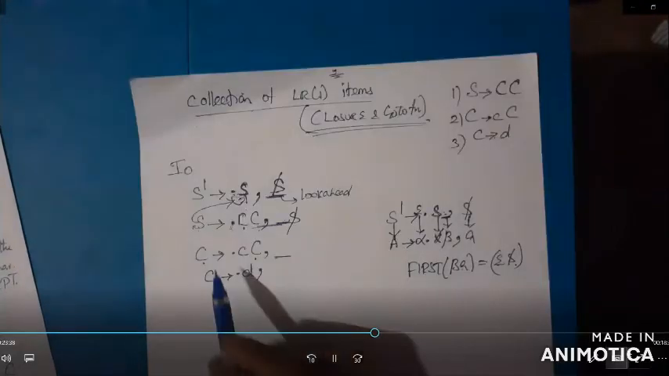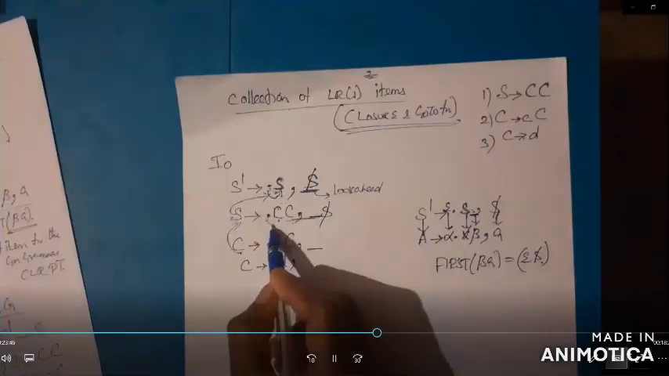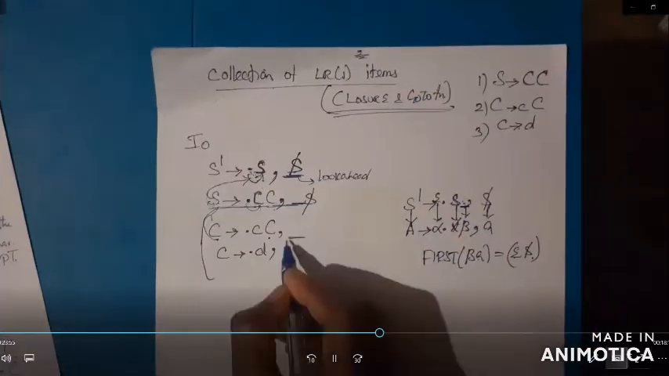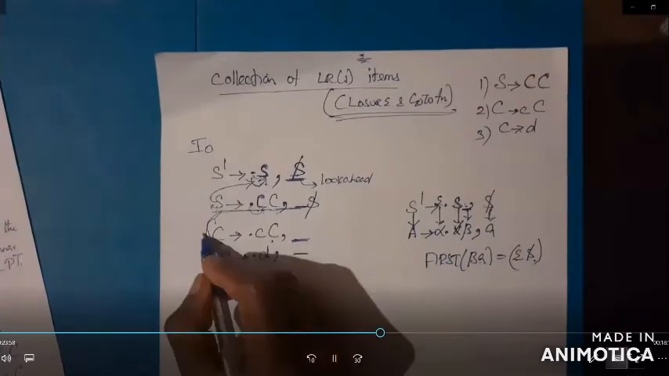So this production comes based on the X only. So capital S dot capital C capital C, in which the immediate right side is capital C. So you have to write for the C production. So based on this grammar only, you have to write for these two productions. So you have to check for the lookup symbol for these two productions. You have to check for these grammars.